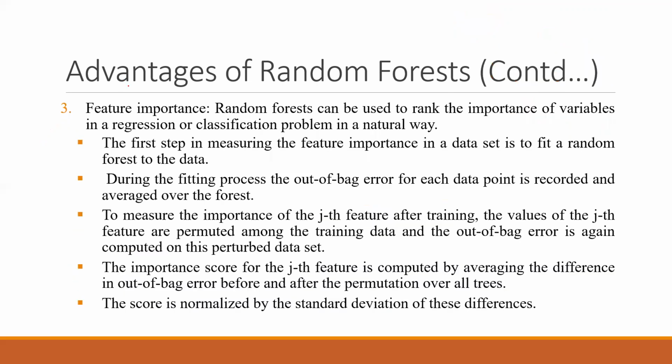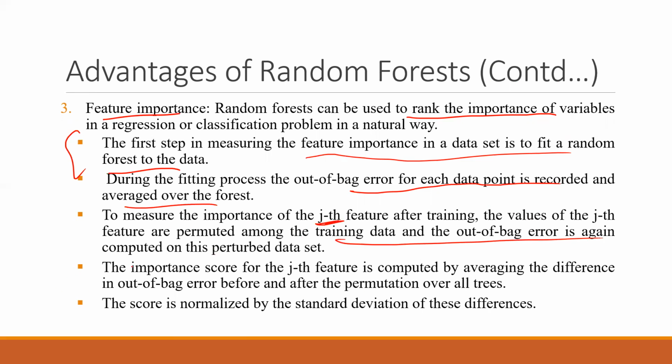So the third feature is feature importance. Third advantage of random forest, feature importance. Random forest can be used to rank the importance of the variables in regression or classification in a natural way. So the first step in measuring the feature importance in a data set is to fit a random forest to the data. So you can start fitting the random forest, and then during the fitting process, the out of bag error for each data point is recorded and averaged over the forest. To measure the importance of the jth feature after training, the values of the jth feature are permuted among the training data, and the out of bag error is again computed.